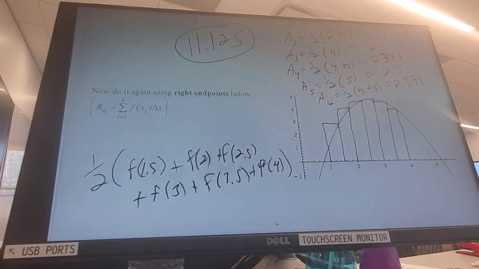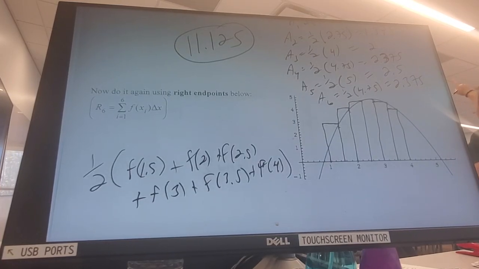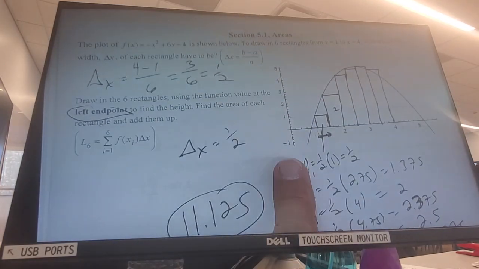And the great thing about having to do left endpoints and then right endpoints is you've already done a lot of the work to get the outputs for a lot of this. Yes, so how did I get the height for the first rectangle in the first problem? How did I know to make it this tall?